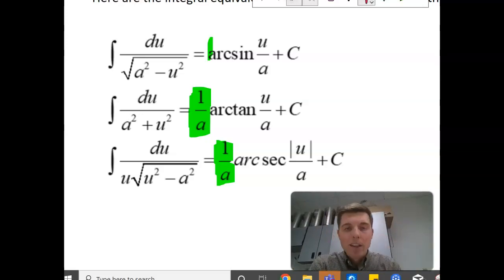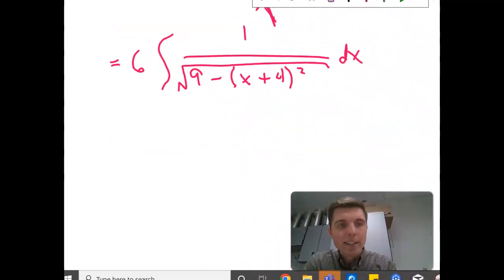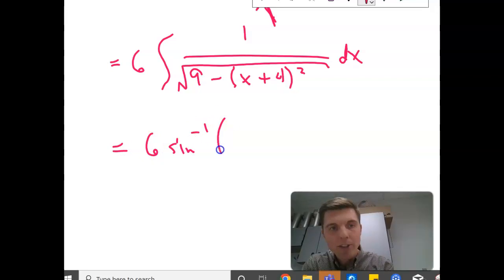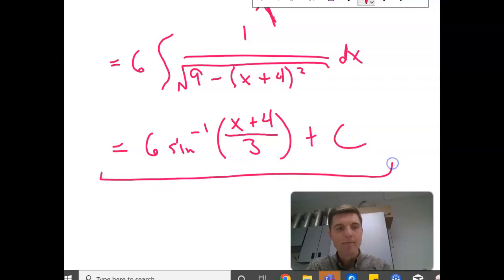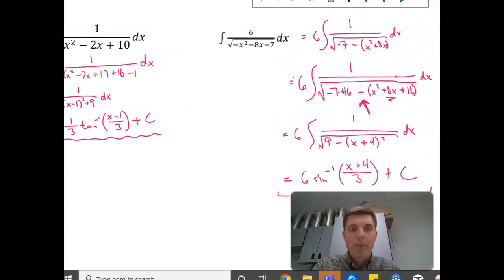With that in mind, let's write our formula. This is equal to 6 times arcsine, or sine inverse, of x plus 4 all over 3 plus c. And you're done. Again, the tricky part is not the calculus, it's the algebra and it's the recognition, right? So it's tricky to recognize that we got to use inverse sine and inverse tangent, but that'll be our goal here for the next couple problems.